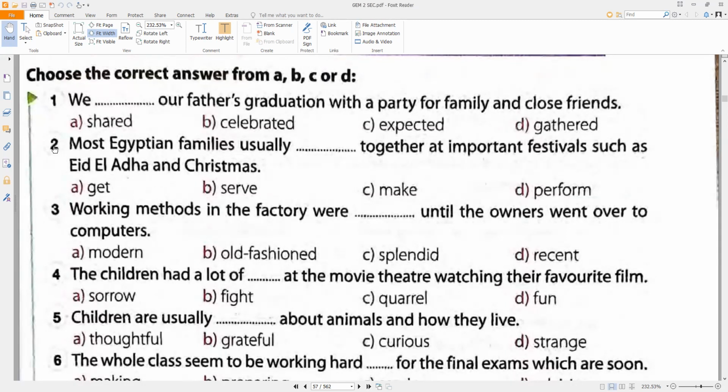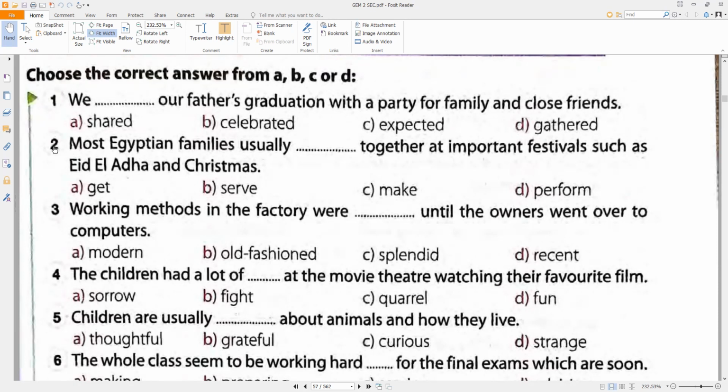Number two: most Egyptian families usually get together at important festivals such as Eid al-Adha and Christmas. Get, serve, make, or perform. Yes, get together, meet each other. Number three: working methods in the factory were old-fashioned until the owners went over to computers. Modern, old-fashioned, splendid, recent. Yes, old-fashioned.